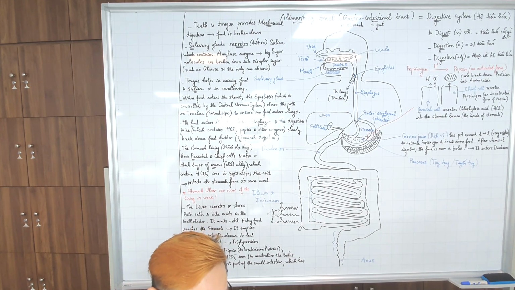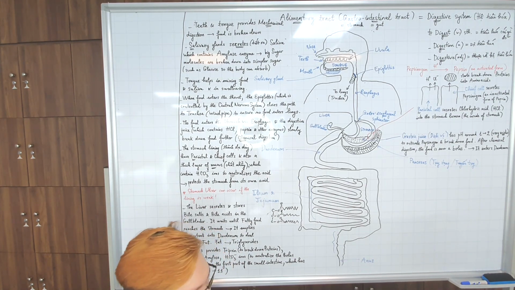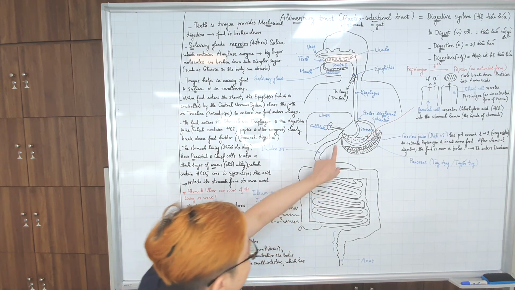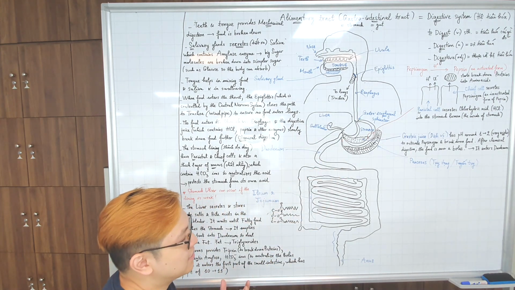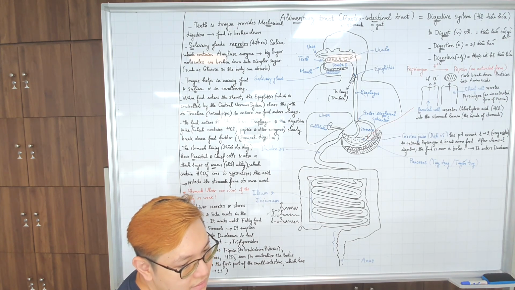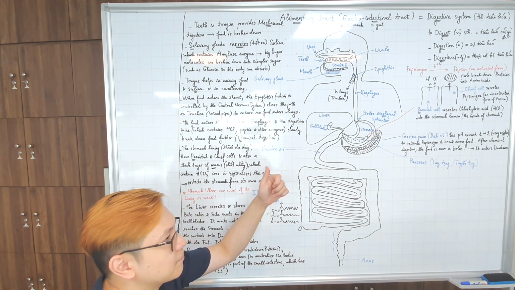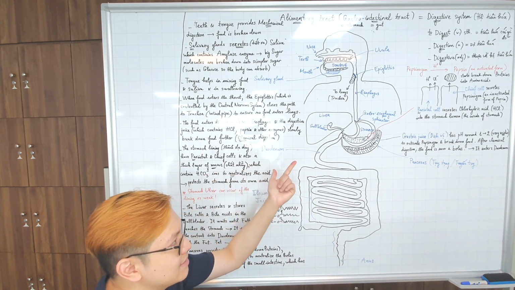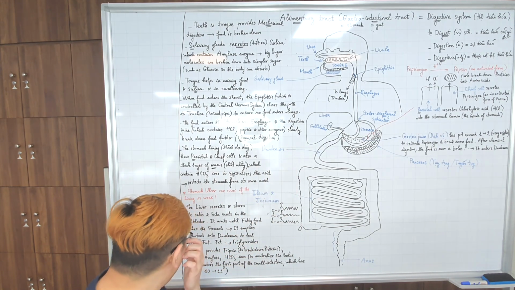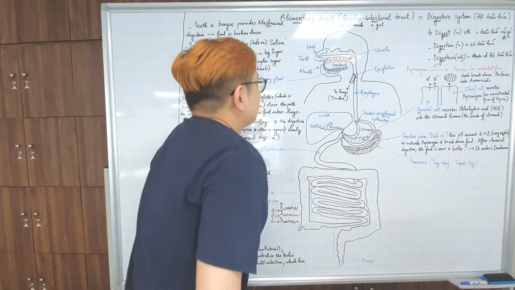By the time it gets here, the bolus has been broken down into nutrients that are easy to digest and absorb. So the bolus actually is broken down into a lot of easy-to-digest nutrients like glucose, amino acids, and triglycerides already. Okay.